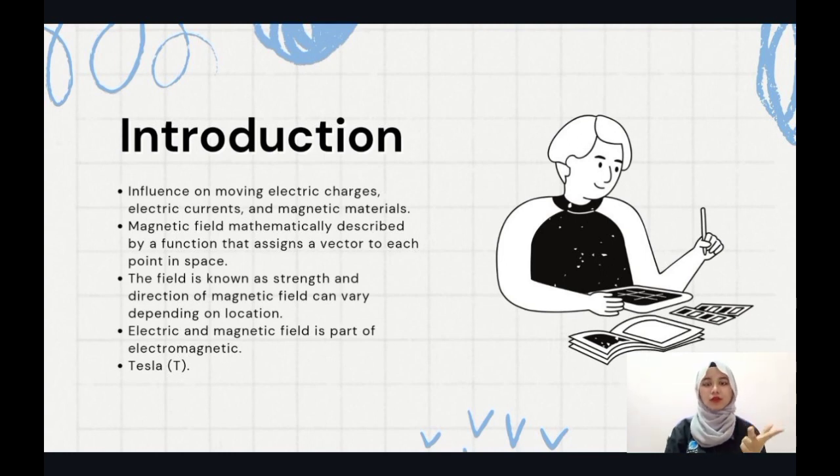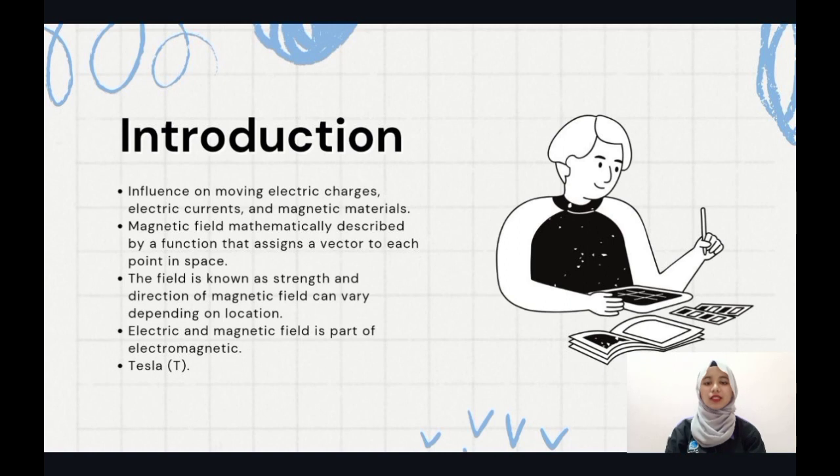For introduction, a magnetic field is a vector field that delineates the magnetic impact on mobile electric charge, electric current and magnetic materials. When a charged particle in a magnetic field is set into motion, it encounters a force perpendicular to both its own velocity and magnetic field. Magnetic field envelope magnetized material, electric current and time-varying electric field.